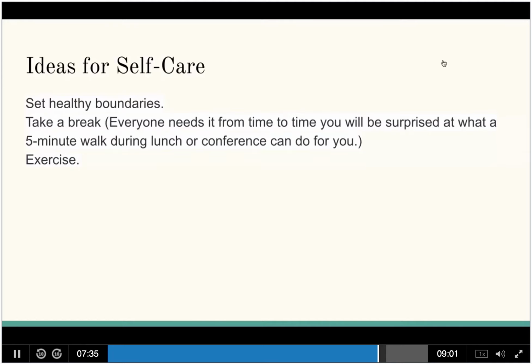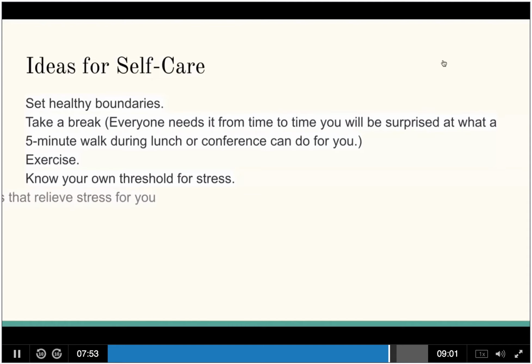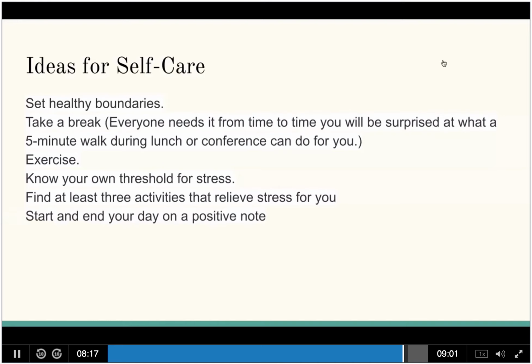Exercise. Take care of your body physically. Know your threshold for stress. Whenever that cup's starting to get too full, take that step back. You may have to tell your boss no to something from time to time, but get that deep breath. Find at least 3 activities that relieve stress for you. We are all different. I like to run. I like to read. I like to hike. I like to bike. A lot of outdoor things, yes, I get it. But you've got to find those things that are good for you to relieve your stress in an appropriate manner.